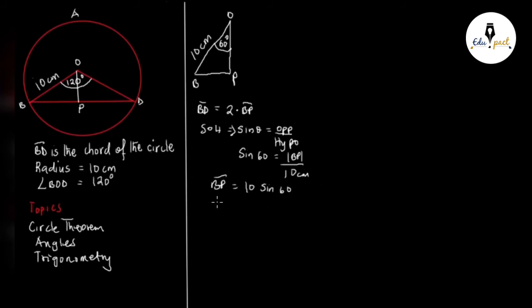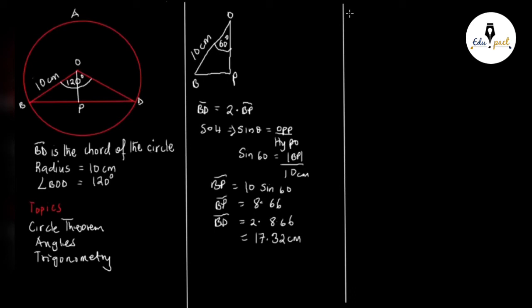Should we punch this in our calculators, we are going to have approximately 8.66. But let's not forget that the side BP is just half of the chord BD. So to find BD, we would have to multiply 2 by the length BP. So we have 2 times 8.66, which gives us approximately 17.32 centimeters.